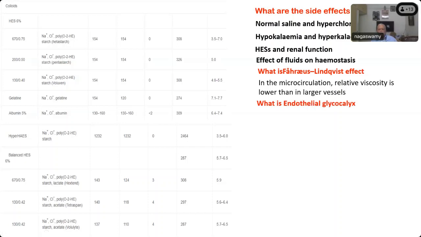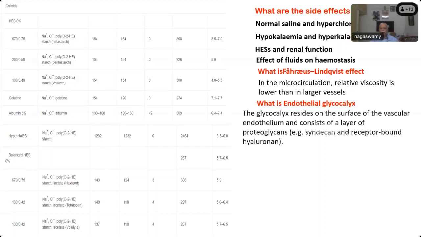What is endothelial glycocalyx? This is another common thing that can be asked if you are given an IV fluid bottle, to assess your knowledge of the vasculature, anatomy, and how fluids are retained inside the vascular compartment. So the glycocalyx resides on the surface of the vascular endothelium. It is projecting into the lumen of the vessel.